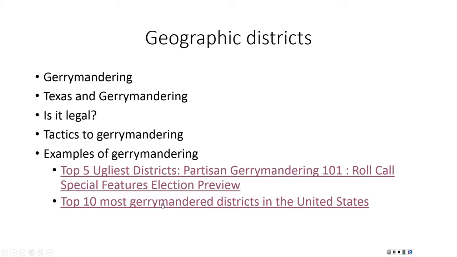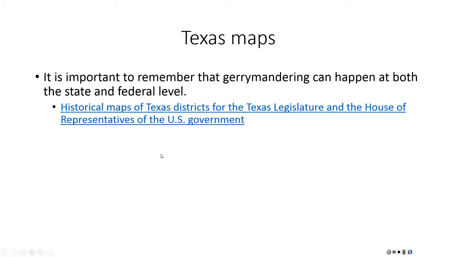Those are the examples. Sorry, I need to fix that slide. It is important to remember that gerrymandering can happen at both the state and federal level. I've included a link here where you can go look at Texas. You can see our maps after redistricting. We have grown. You can see how there's no rhyme or reason. There's no particular reason in regards to how we drew our new districts.